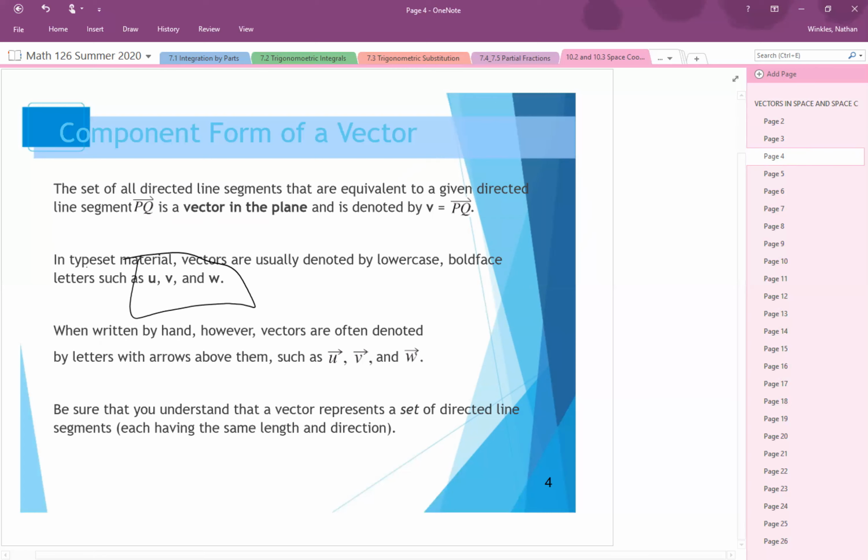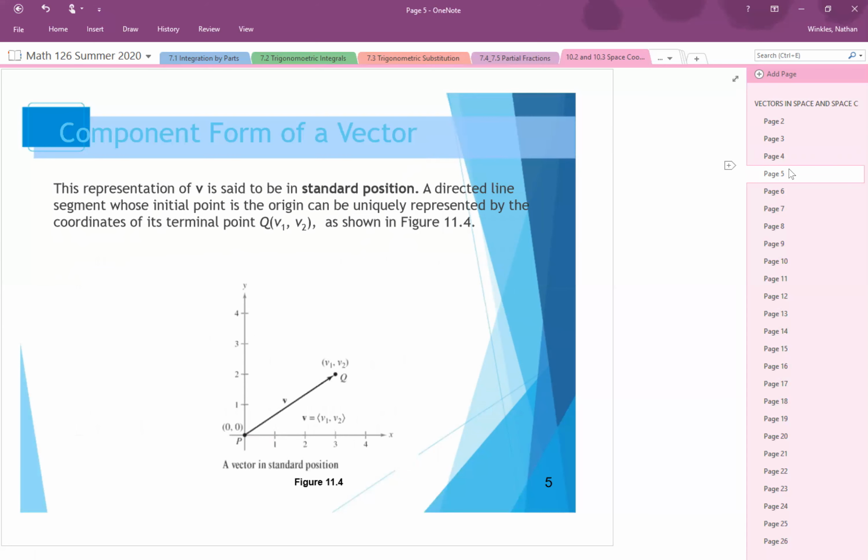Be sure that you understand that a vector represents a set of directed line segments, each having the same length and direction. That way, it's not always just one segment, it's actually multiple segments. So when we're given a vector that looks like the one below, where we start at the point 0, 0, it is said to be in standard position because we start at 0, 0, and we go to somewhere else. I don't care where we go, as long as we go somewhere, it's in standard position because we started at the point 0, 0.